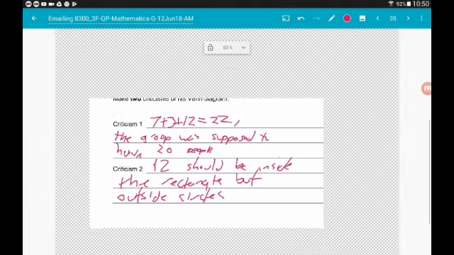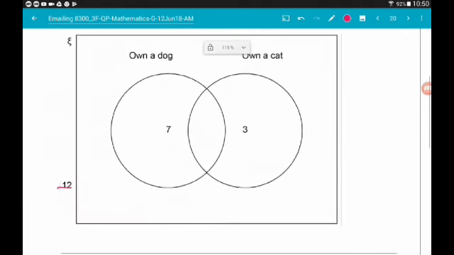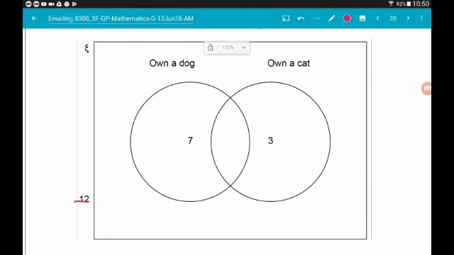Okay, and then the third one, we don't need a third one, but it's good to mention, because the circles overlap here, that makes it look like there should be people that own a dog and a cat, but we're not told that anyone in the group does, so the circles shouldn't overlap.